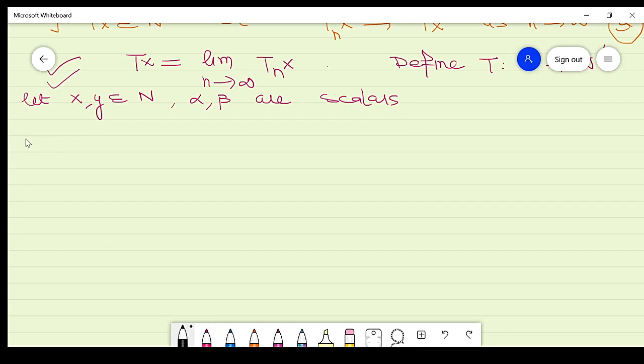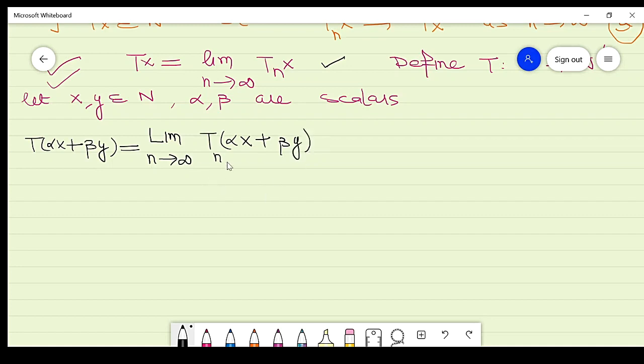So what we get? We get T of alpha x plus beta y. By this definition, this is the limit as n approaches infinity of Tn(alpha x plus beta y), right? Now what is Tn? This Tn is a linear operator. Because it is a linear operator, it satisfies limit n approaches infinity of alpha Tn x plus beta Tn y. Remember this, right? So that is in brackets.